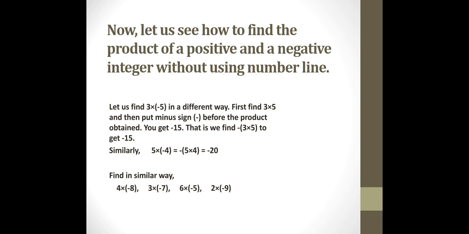So 3 into minus 5: first we have to multiply 3 with 5, and we know 3 into 5 is 15, and put the minus sign before 15, that is minus 15. The result is minus 15. Similarly, if we are given 5 into minus 4, then put the minus sign before and in brackets just multiply it, 5 into 4, which is 20, so minus 20.